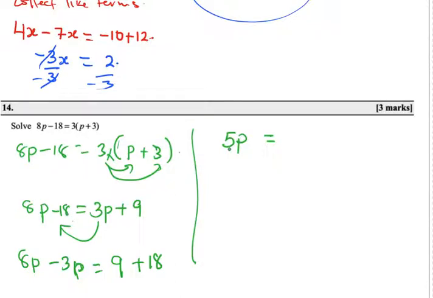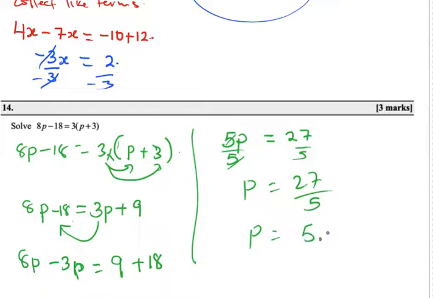and 9 plus 18 is, I think, 27. Yeah, 27. So dividing by 5 on both sides, just like we did in the first video, you can get 27 over 5, or you can reduce to decimals, and then you can say 5.4. Okay, this is the answer to that.